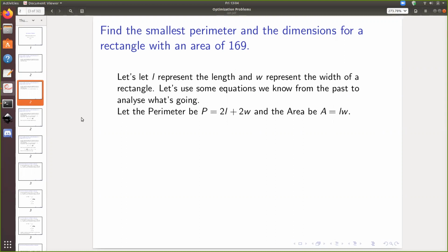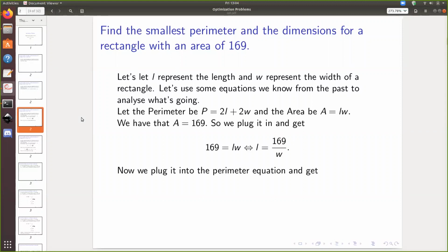So here's the perimeter. We have twice the length plus twice the width, and then we have the area, which is the length times the width. What do we do with that? Well, we have some info already. We know that the area is 169. So we're going to plug that in, and we'll get that the length is equal to 169 divided by the width. You could have isolated for W if you want as well, but this is just the way that I went about it.